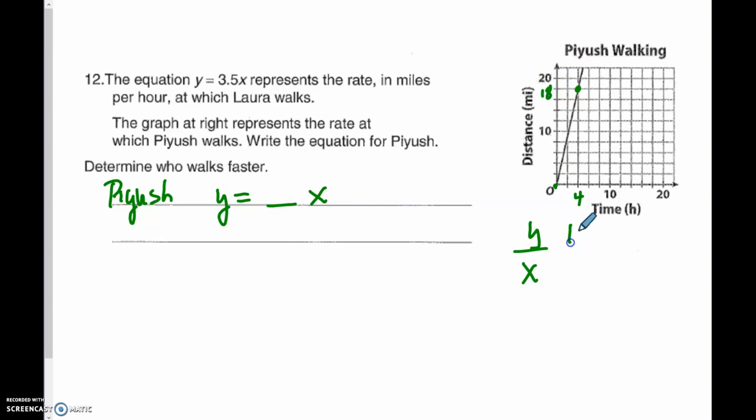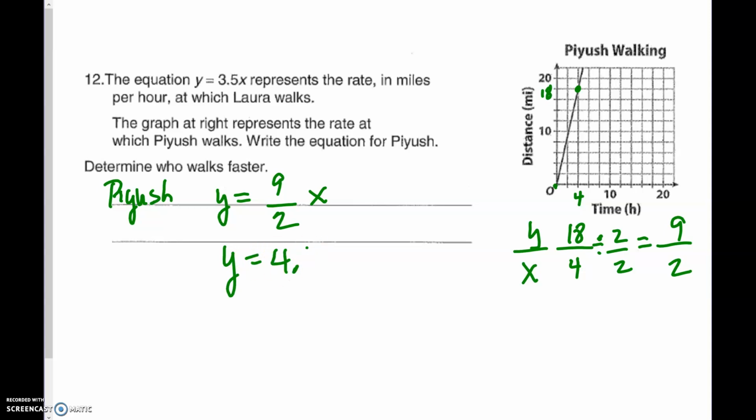So remember, y on top, 18, x on the bottom, 4. So yes, I could have found one earlier because I can simplify. So divide by 2, I get 9 over 2. So it looks like that one, but see, it wasn't at an exact point, so I wasn't sure. So we get 9 over 2, which is 4.5x. So we're going to compare that to Laura, which was 3.5x. So who's walking faster? It looks like Piyush is walking faster.